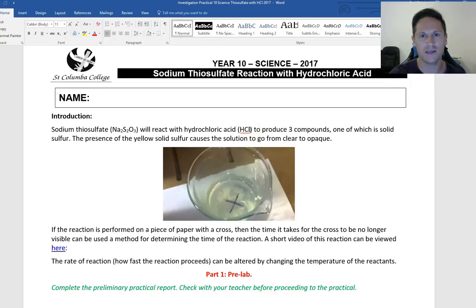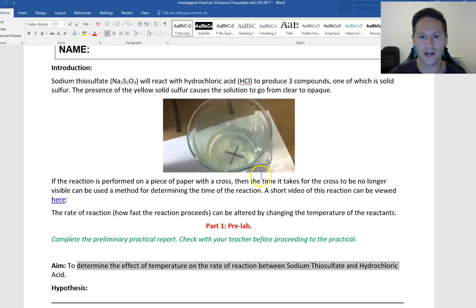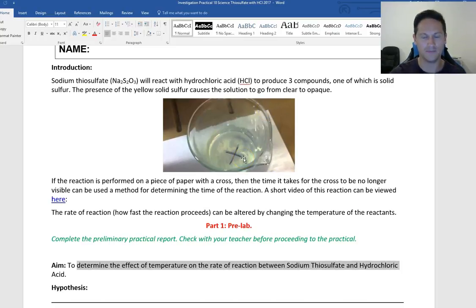What we're changing is the temperature, so that's our independent variable. So we're seeing how the temperature will affect the reaction time between the two chemicals. The way that we know that the reaction is completed is if it goes cloudy, because that's the production of sulfur. So those two chemicals are forming four products, and one of those four is sulfur, which is cloudy, so you won't be able to see that cross anymore.